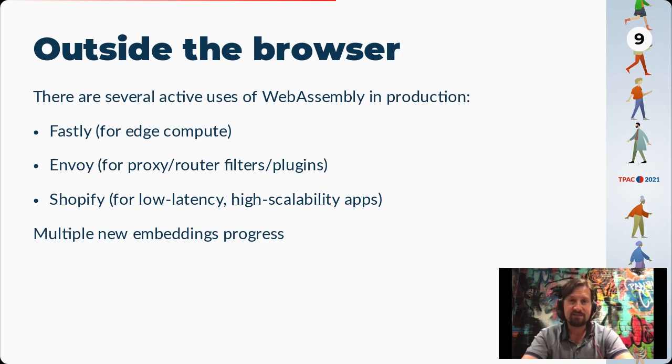Since the initial release of WASM in 2017, we've been pleasantly surprised to see that folks are in fact adopting WASM outside the browser to provide unique value they couldn't get otherwise. Some examples we've seen in production include Fastly, using WASM for low latency compute at the edge, Envoy, using WASM for low latency proxy and router filters and plugins, and Shopify, using WASM for low latency, high scalability apps running on their platform. And there are a number of other exciting new embeddings in progress.